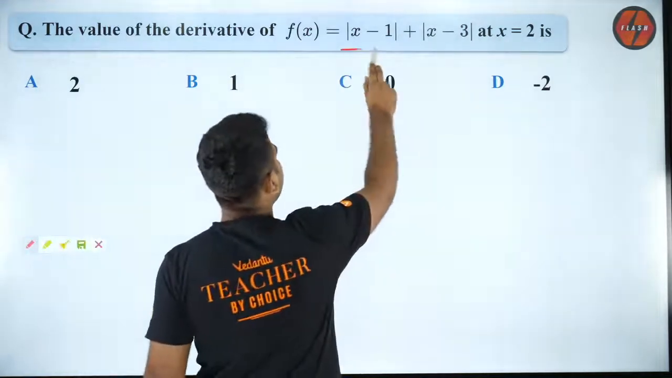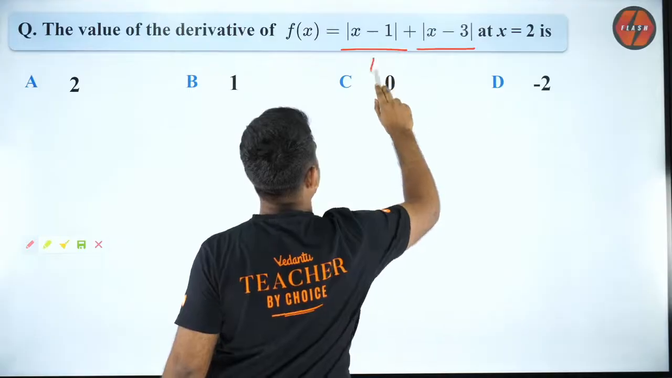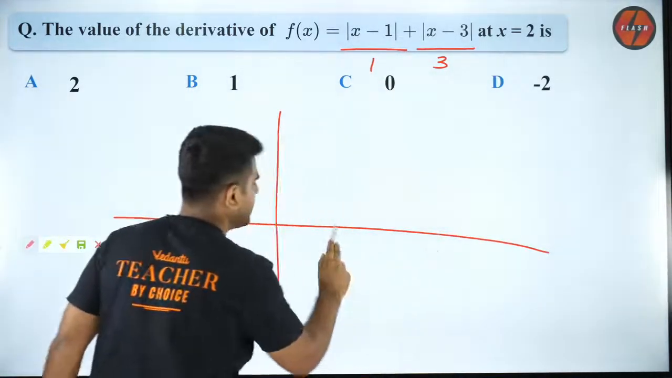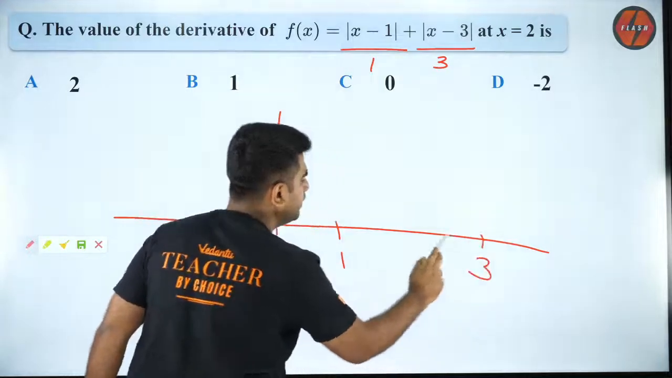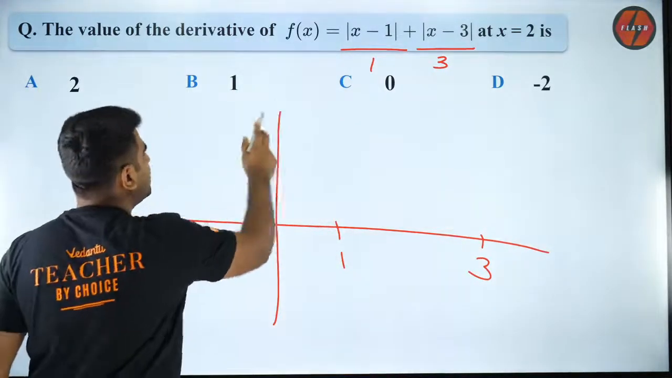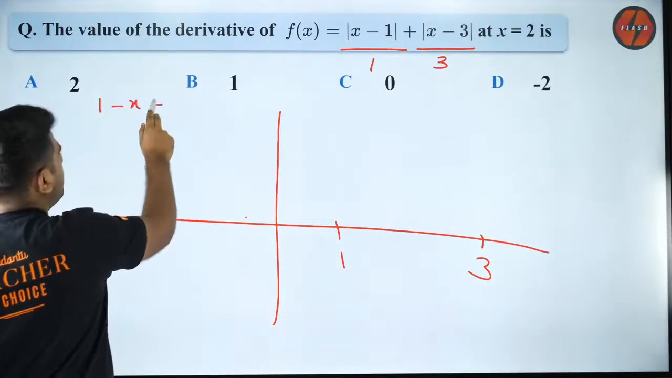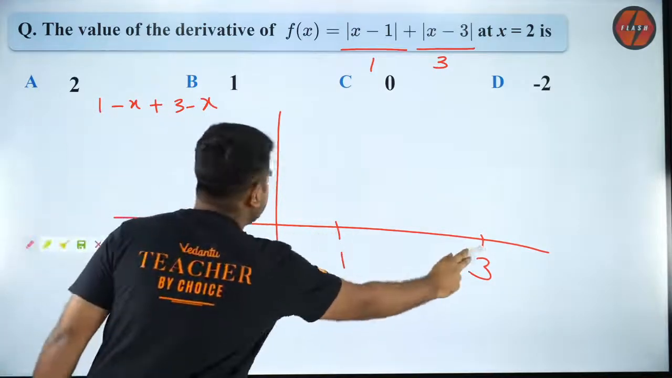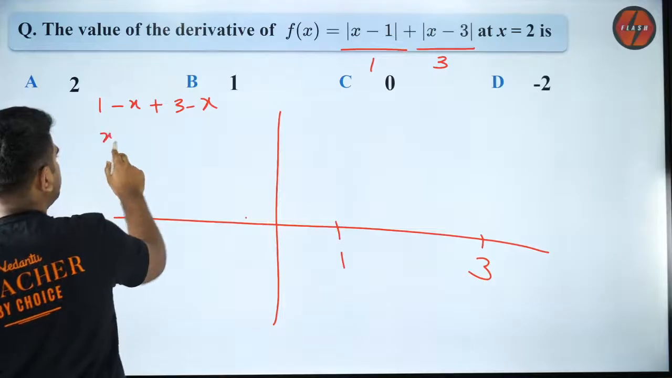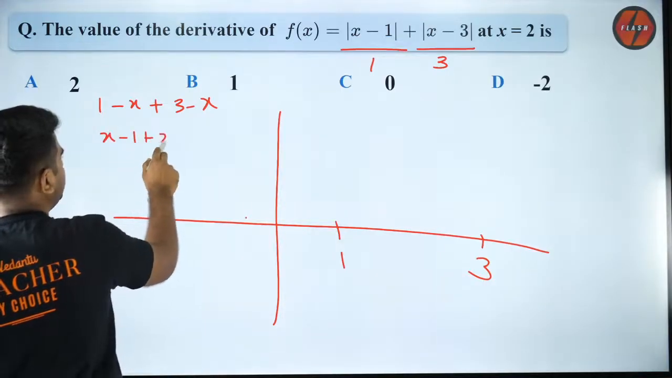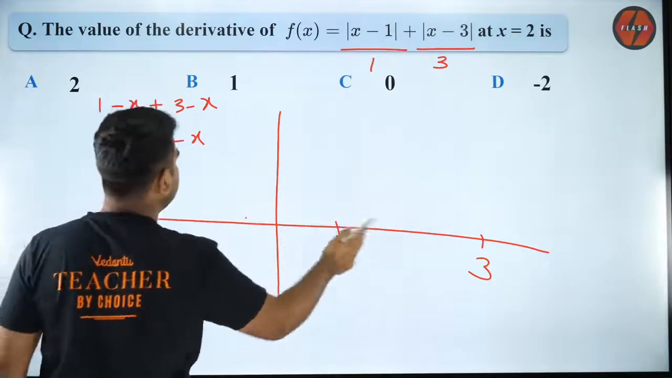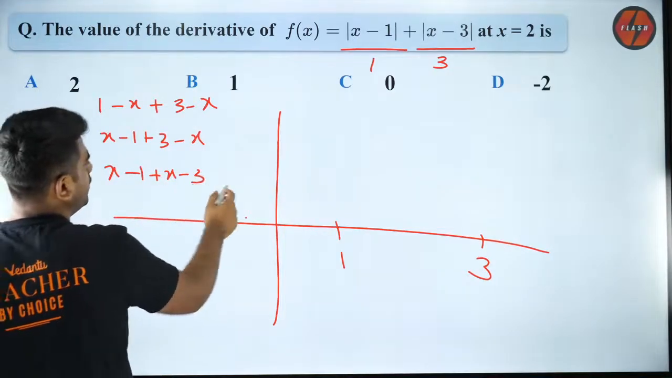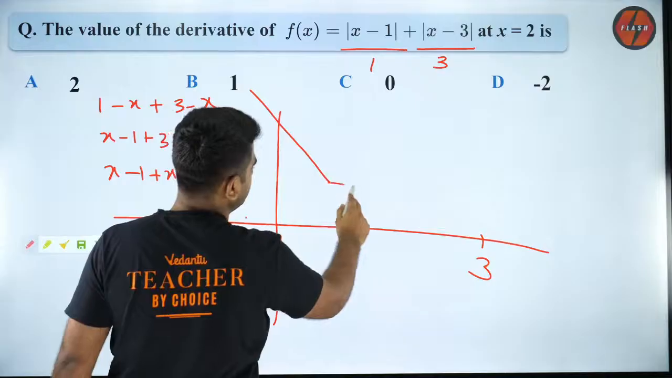So when you draw graphs, you need to note down the critical points. The critical points are 1 and 3. So I'll put 1, I'll put 3. Now before 1, the function is 1 minus x plus 3 minus x. Between 1 and 3, the function is x minus 1 plus 3 minus x. And after 3, the function is x minus 1 plus x minus 3. So it will be a graph like this.